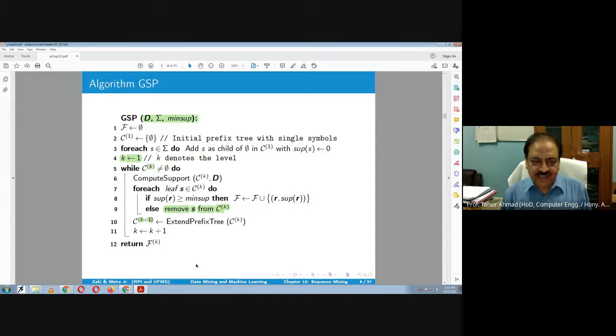Now when I return this F of k, it is going to return all of this, because k is equal to 1, k is equal to 2, k is equal to 3, k is equal to 4. Therefore, it is going to return all Fk. Fk means the frequent items with 1, 2, 3, 4 till k, which is updated with k equal to k plus 1.